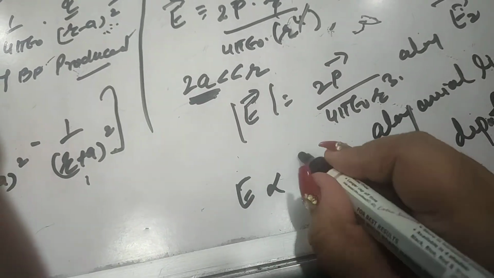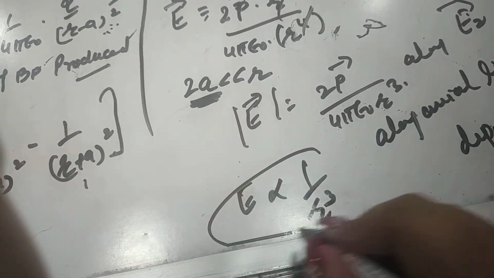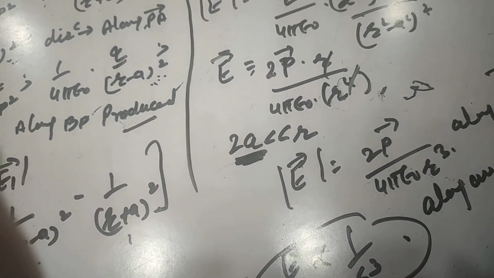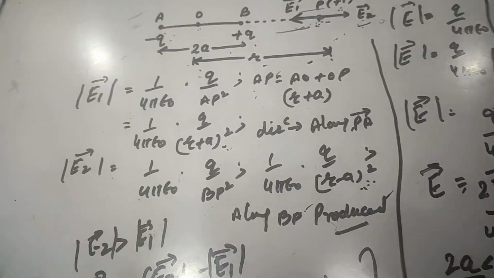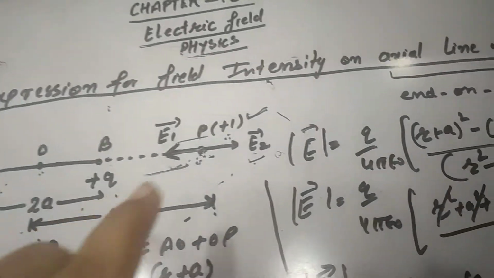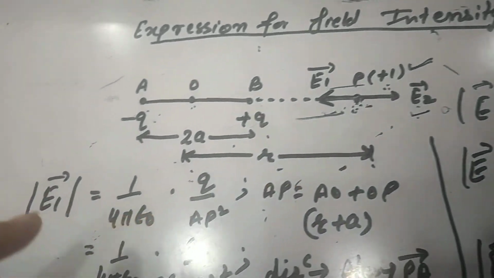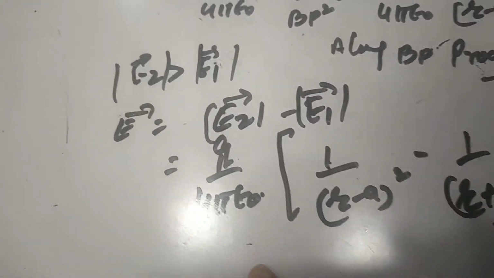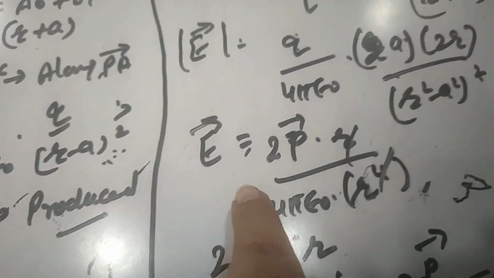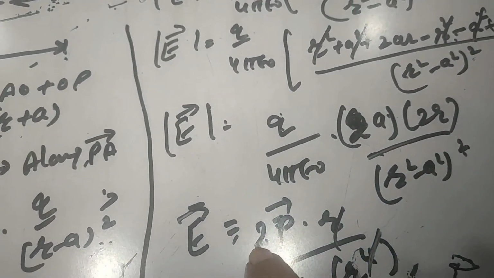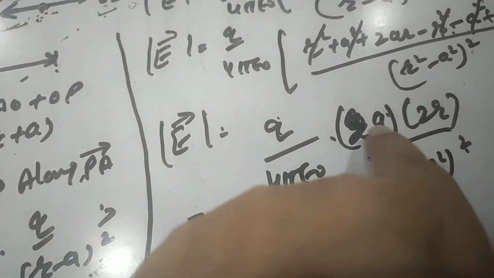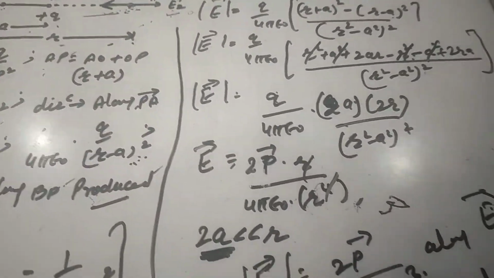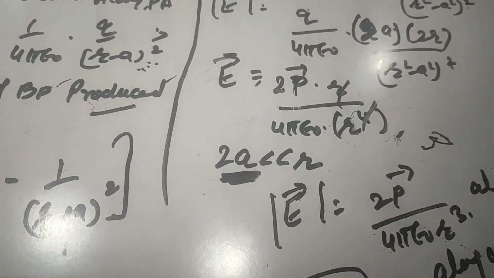Clearly E is inversely proportional to r cube. This was the important topic. So the steps we have taken are: first keep the unit positive test charge, find E1 and E2, then use the superposition principle. After that put q into 2a equal to p, and finally apply the short dipole approximation. That's all.